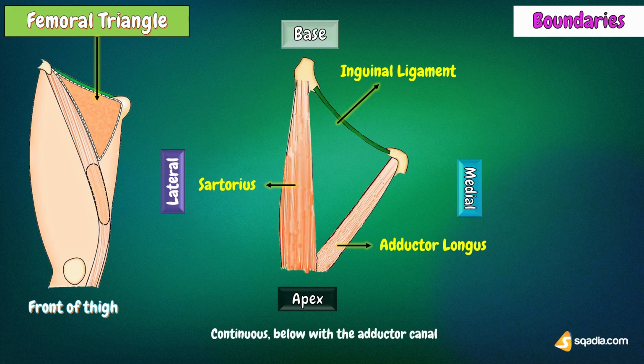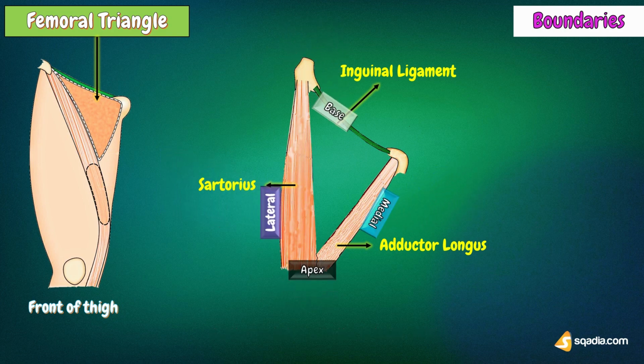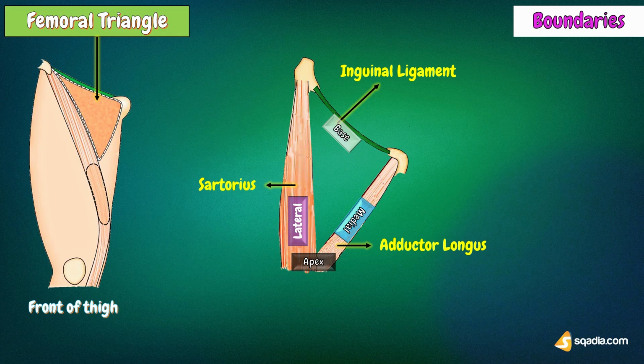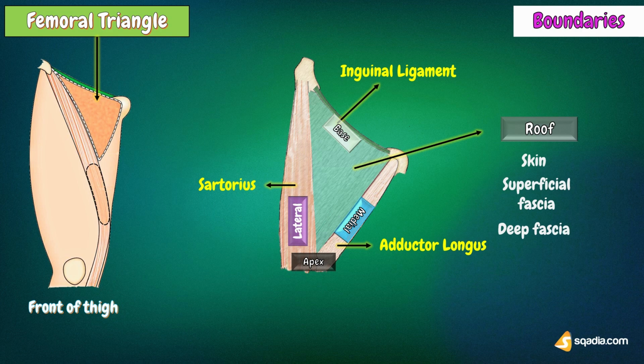The roof of the femoral triangle is formed by skin, superficial fascia, containing the superficial inguinal lymph nodes, the femoral branch of the genitofemoral nerve, branches of the ilioinguinal nerve, superficial branches of the femoral artery with accompanying veins, and the upper part of the great saphenous vein. Deep fascia, including the cribriform fascia covering the saphenous opening.